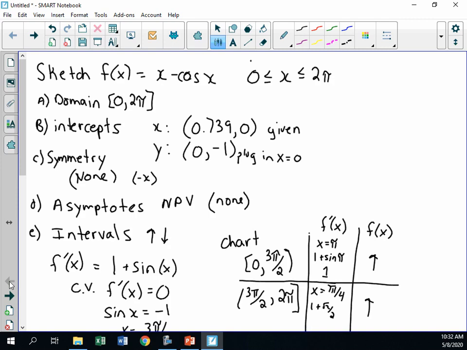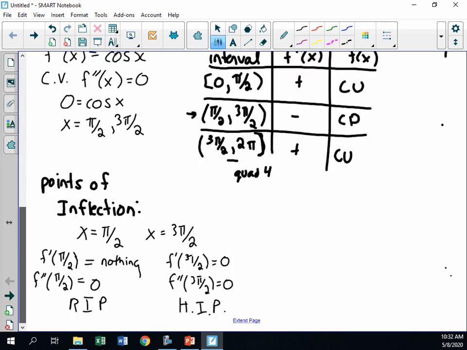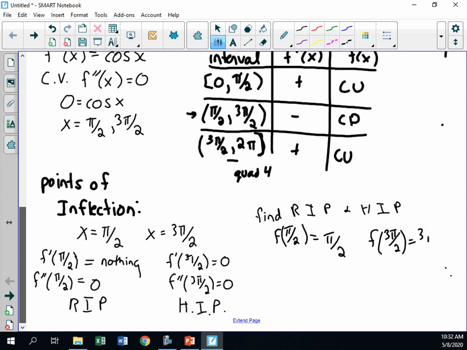Finding our pi over 2, we actually have to find our y values all the way here. We defined what they were, but we forgot to plug them in and see what they actually were. So f at pi over 2 works out to be pi over 2, and f at 3 pi over 2 works out to be 3 pi over 2.